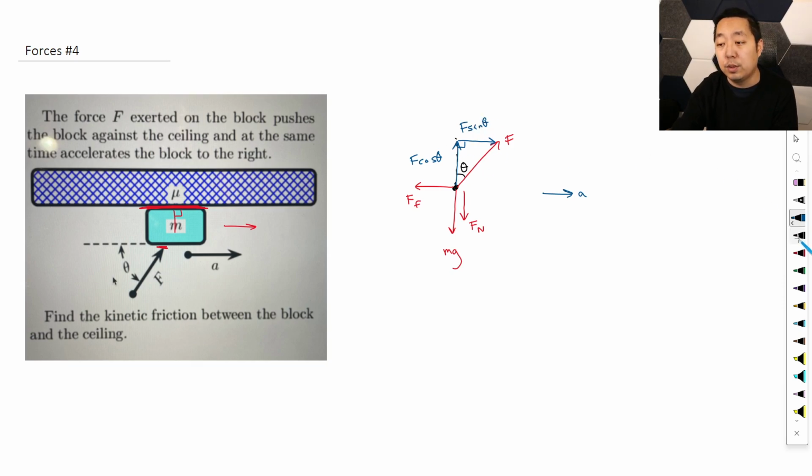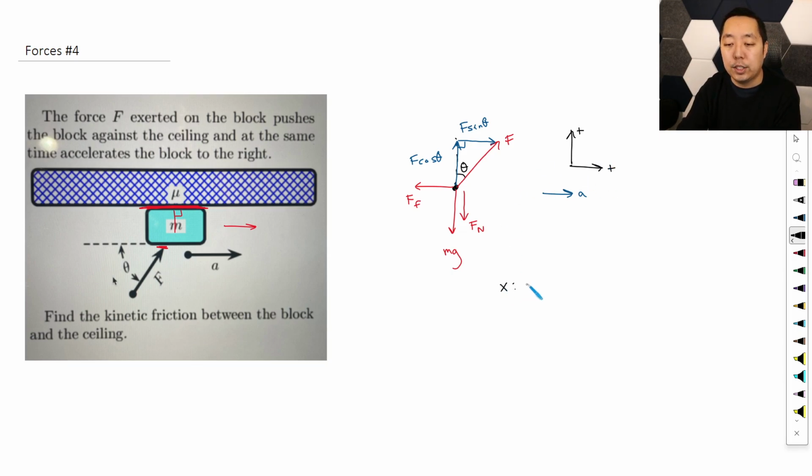The arrow directions do matter. Now we need to assign positive and negative directions. We'll say right is positive, we'll say up is positive. I'd make right positive just because the acceleration is to the right. I always like, if I know there's an acceleration in a direction, to typically make that the positive direction. You are not required to, but I find it's a lot simpler when you do it that way.